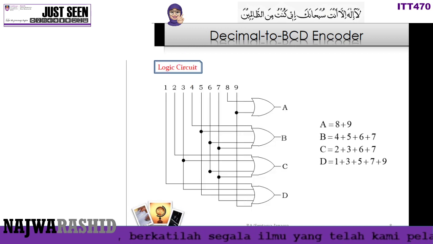Based on the Boolean expression, now you can draw the logic circuit for the decimal to BCD encoder. The outputs will be A, B, C, and D, and the inputs begin from 1, 2, 3, 4, 5, 6, 7, 8, and 9, based on this Boolean expression.